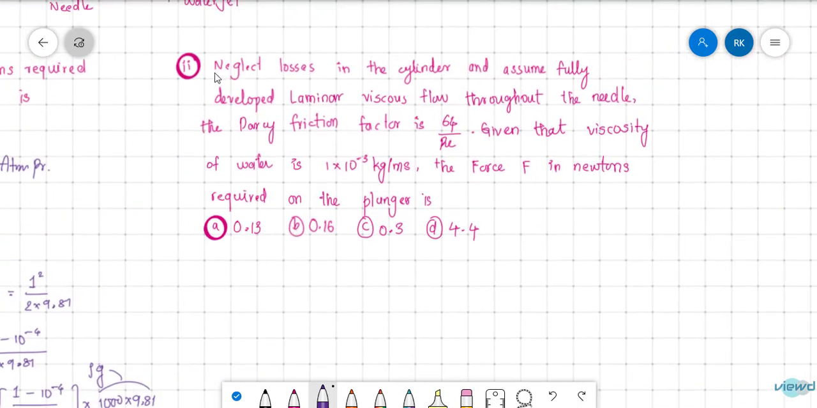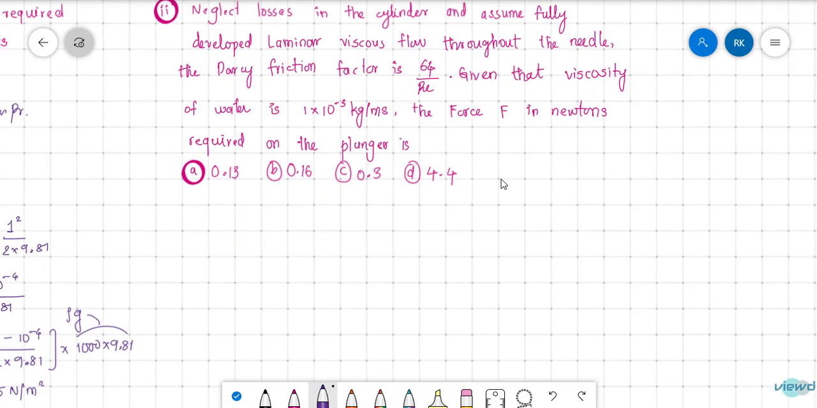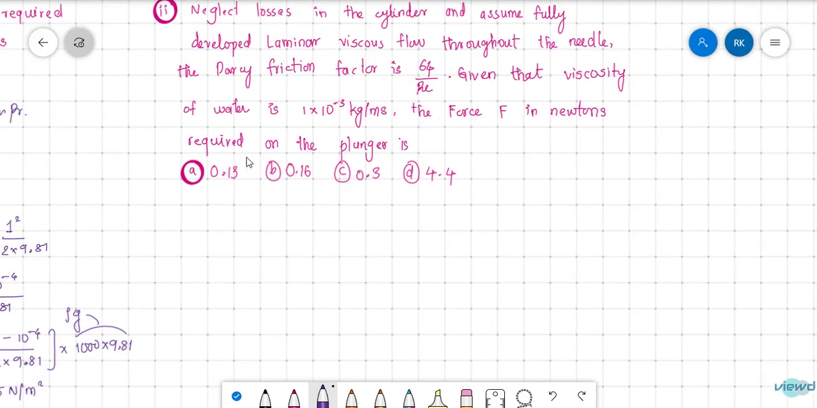So for the same data, another question is there. Neglect losses in the cylinder and assume fully developed laminar viscous flow throughout the needle. And Darcy friction factor is 64 by Reynolds number. Given that viscosity of the water is 1 into 10 power minus 3 kg per meter second, the force in newtons required on the plunger is? So the first question was an ideal flow, but here the ideal flow is only in the syringe, and there is a laminar viscous flow in the needle, and the data is given as F is equal to 64 by Reynolds number and mu is equal to 1 into 10 power minus 3 kg per meter second.